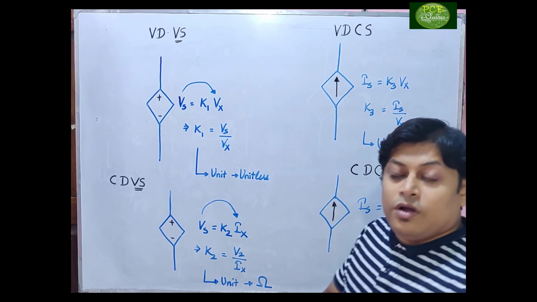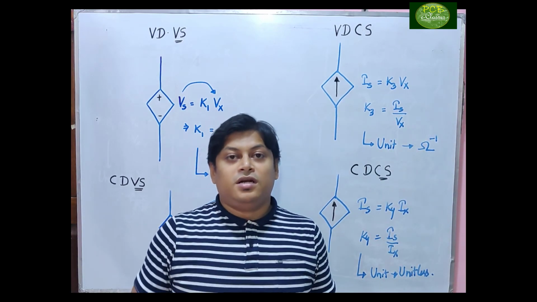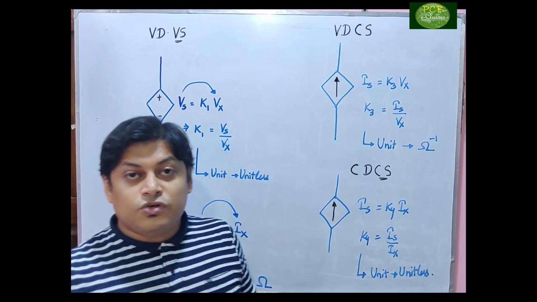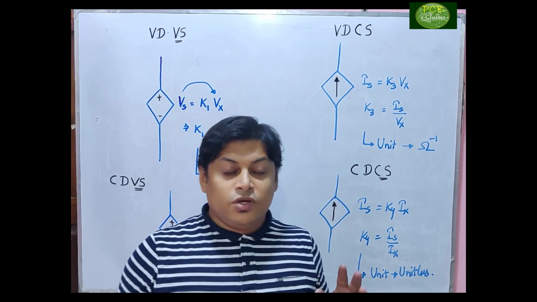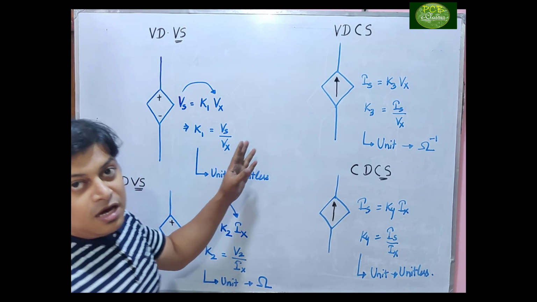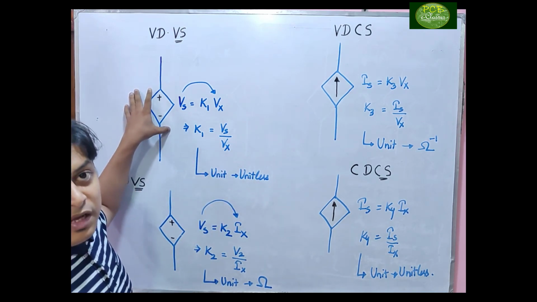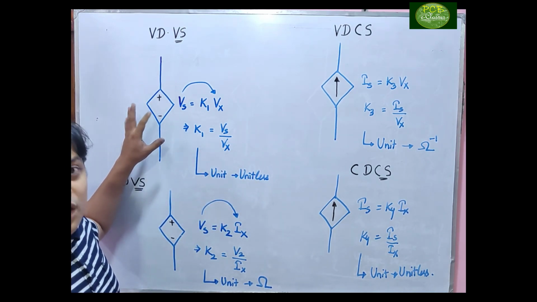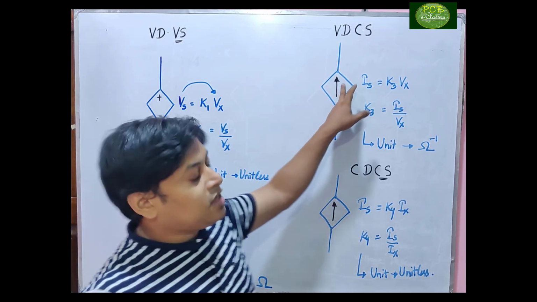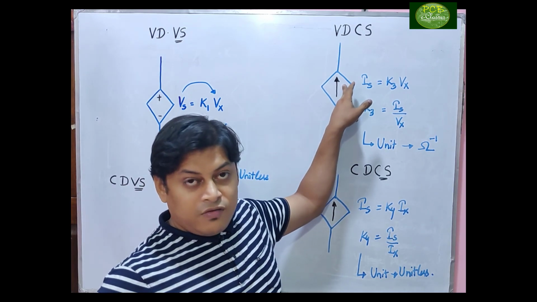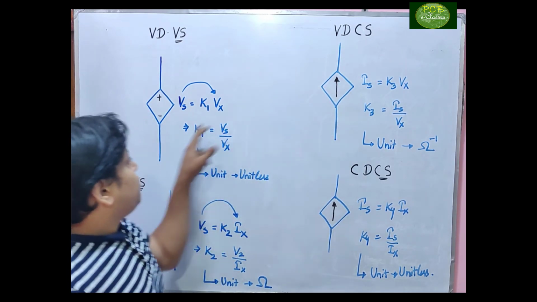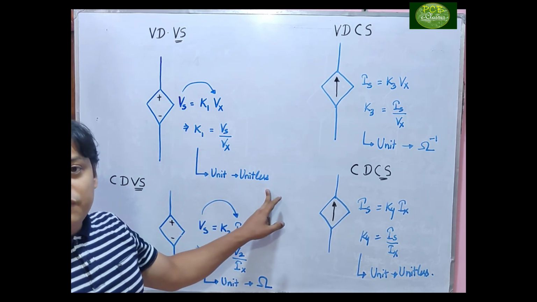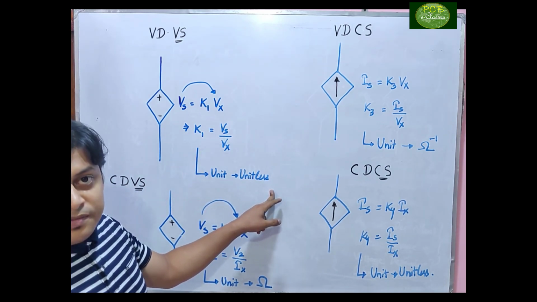So from here we came to know that the dependent sources are of 4 types and the representations are given in the rhombus form. If it is a voltage source, positive, negative polarity will be there. If it is a current source, then the current direction will be there. Right? And the respective constant of proportionality units also we came to know here.